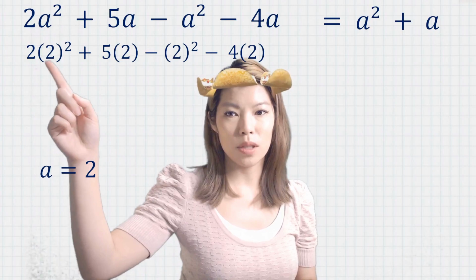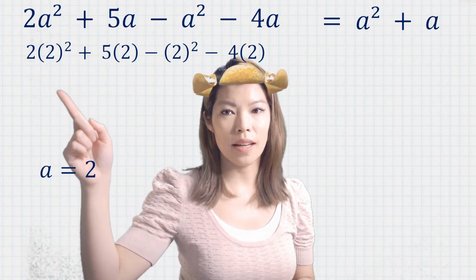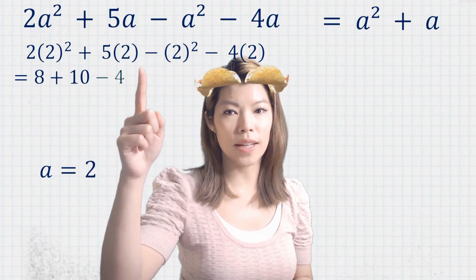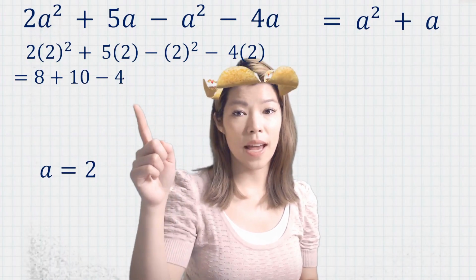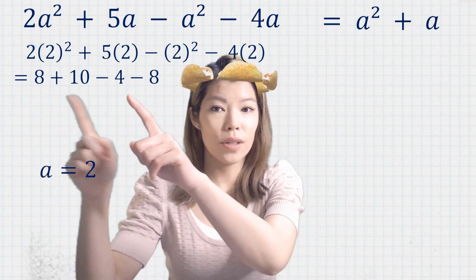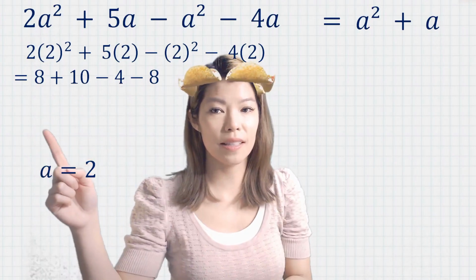So 2 times 2 times 2 is 8. 5 times 2 is 10. 2 times 2 is 4. Don't forget the negative. And 4 times 2 is 8. Don't forget the negative. So 8 minus 8 is 0. Then we have 10 minus 4 is just 6 on this side.